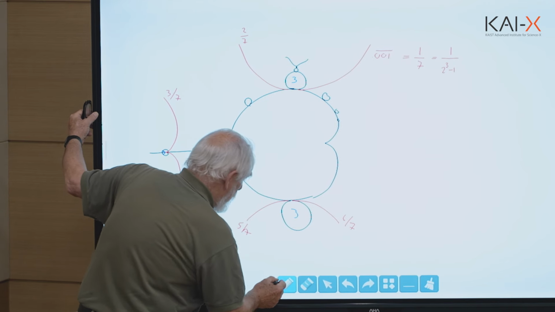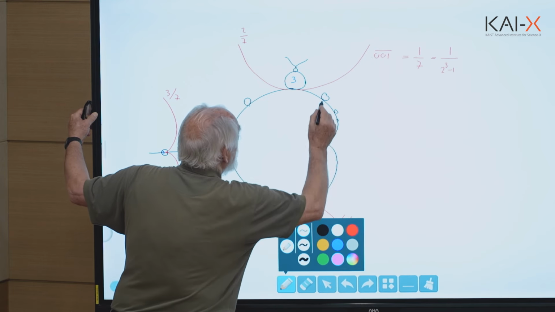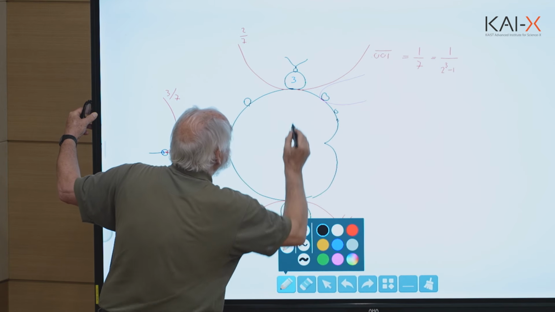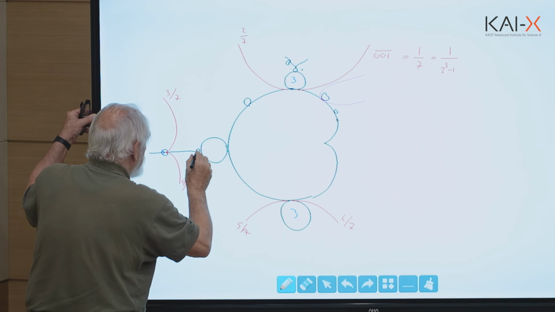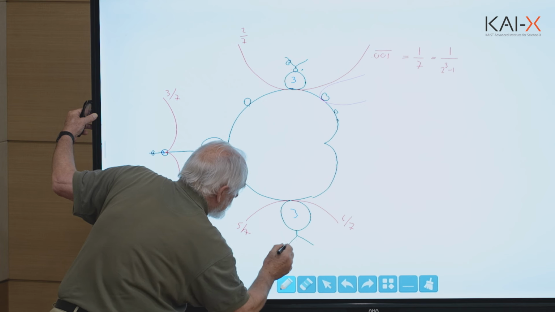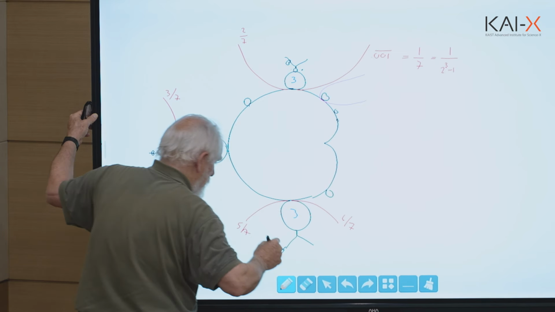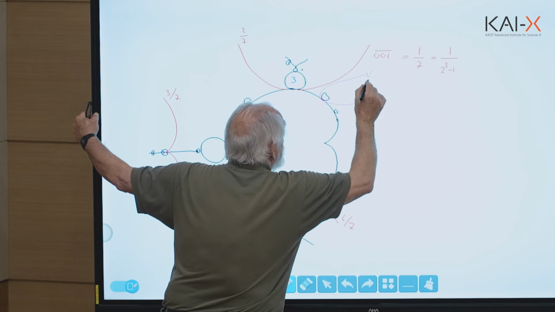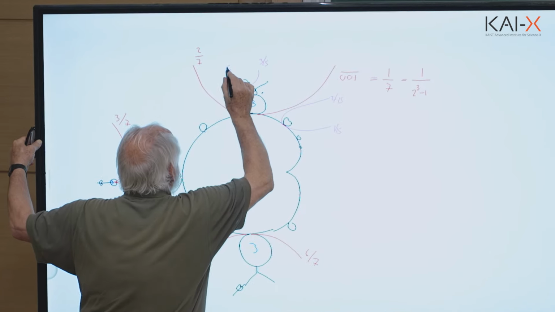Now, as it turns out, here is where the cycles of period 4 are. There's a cycle of period 4 here. There's one here. There's one here. There's one here. Then there's one here. And there's one here. And this is 1/15, 2/15, 3/15, 4/15, I'm sorry.